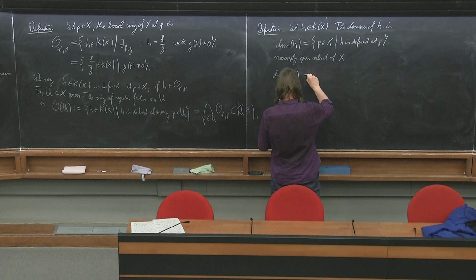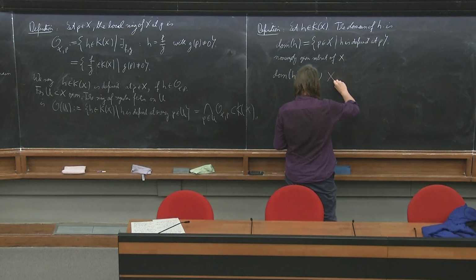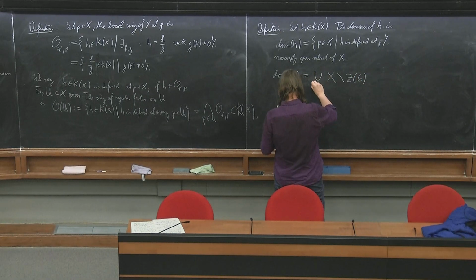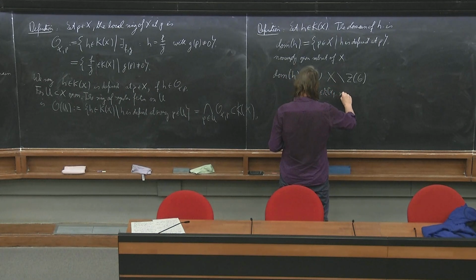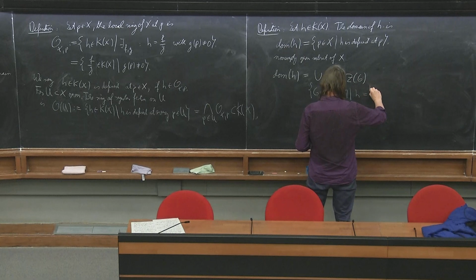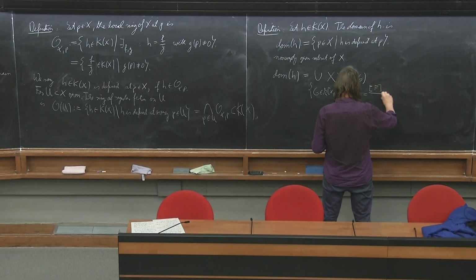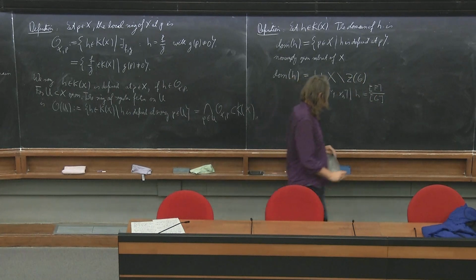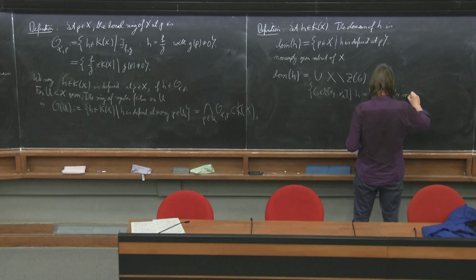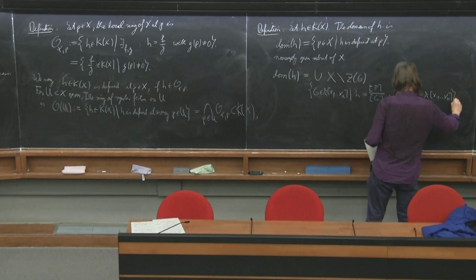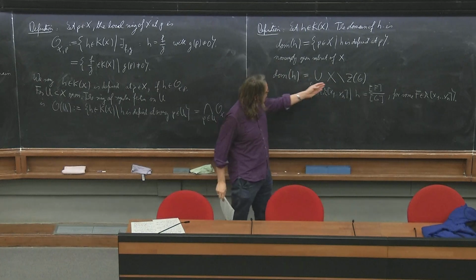This is equal to the union over all X minus the zero set of G, where the union is over all polynomials such that I can write H as the class in A(X) of some polynomial F divided by the class of some polynomial G, for some x1 to xn. So it's therefore a union of open subsets.